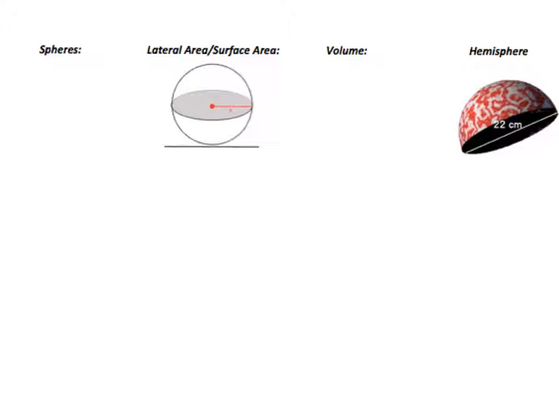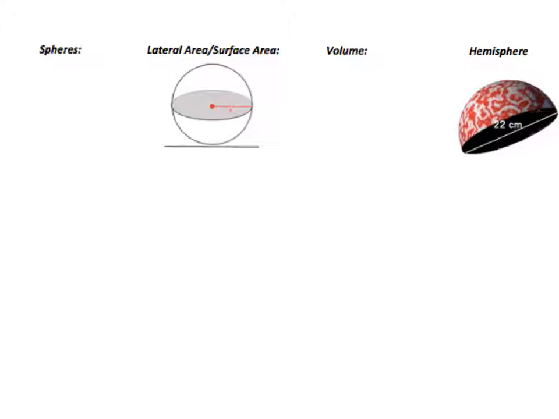Last one is spheres. For a sphere, think about a tennis ball, a basketball, a volleyball, a golf ball, anything that's round, circular, and it rolls. So for a sphere, I will give you the lateral and surface area, and I'll also give the equation for the volume for a total sphere. I'm going to talk about in a second what a hemisphere is.